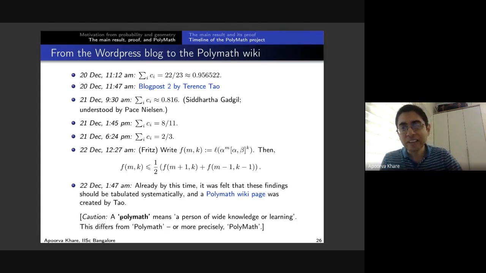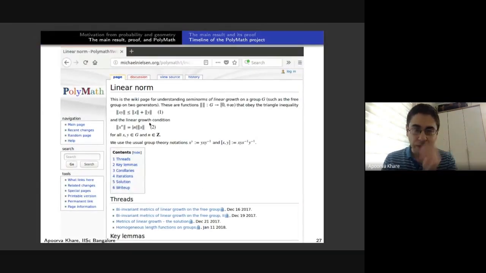And I should point out that in English, Polymath means something very different from what Polymath means in mathematics. So this is Tao's Polymath page. This is the wiki page for understanding semi-norms of linear growth. So this is this condition and this condition. See, we don't even care about the norm of 1 being 0. This should be enough to prove it. And we use the usual group theory notations.